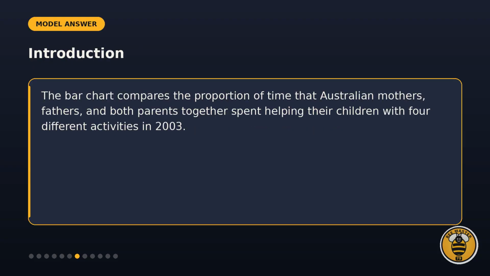The introduction. The bar chart compares the proportion of time that Australian mothers, fathers, and both parents together spent helping their children with 4 different activities in 2003. 1 sentence, fully paraphrased, and then move on.